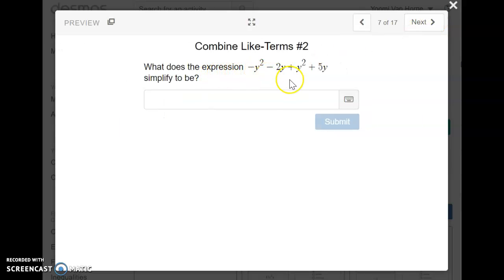Okay, what does this expression simplify to? We need to combine the y's and the y squareds. So negative y squared plus y squared is 0y squared. So that goes away. Negative 2y plus 5y is negative 2 plus 5, which is positive 3. So it's going to be 3y.